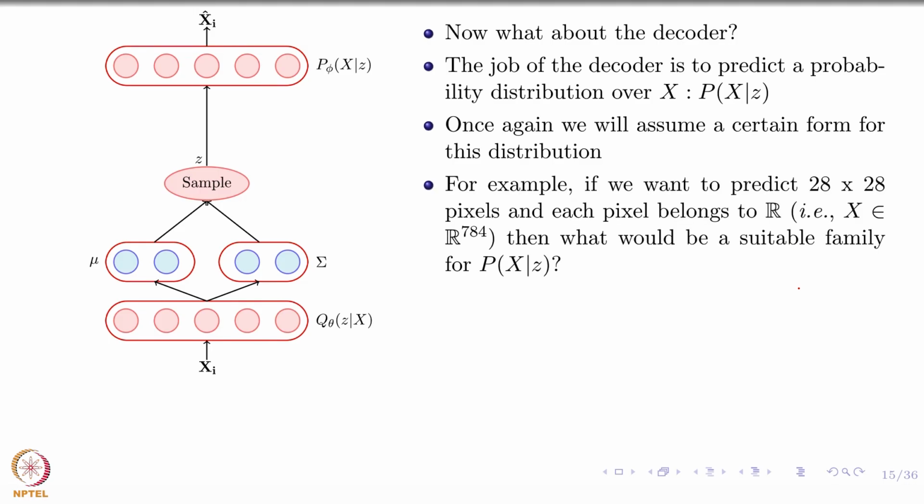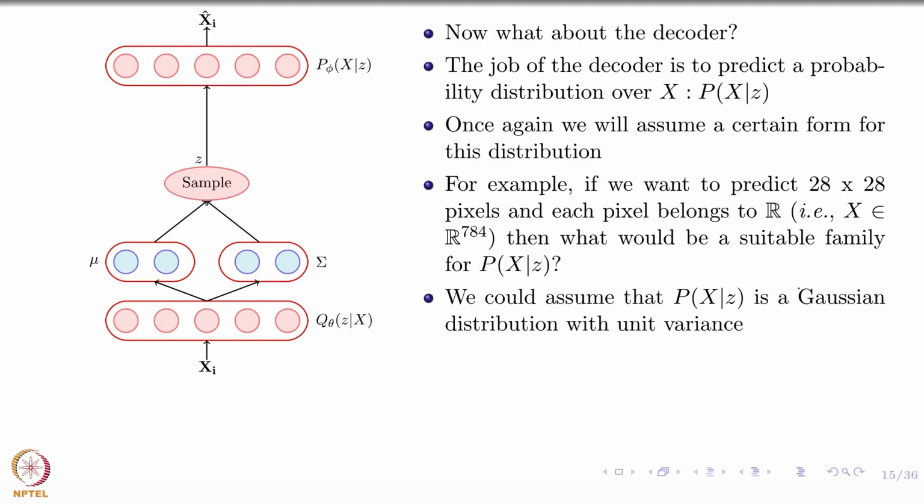So we are going to work with images, say for example, and you could think of images as 28 cross 28 inputs. So they belong to this R raised to 784 space. So what would be a suitable family for such a distribution over real numbers? Again, I could assume Gaussian. There could be many other families, but I'm going to stick to Gaussian again, right? So again, I'm going to assume that it's a Gaussian distribution, and further I'm going to assume unit variance.